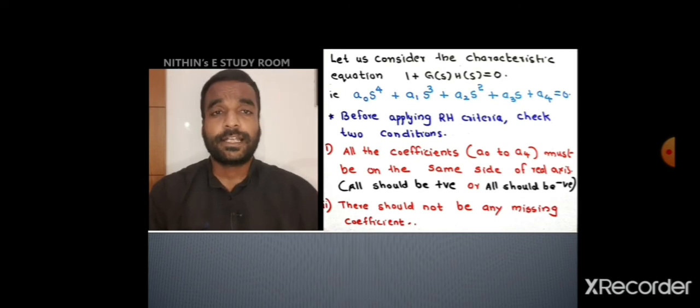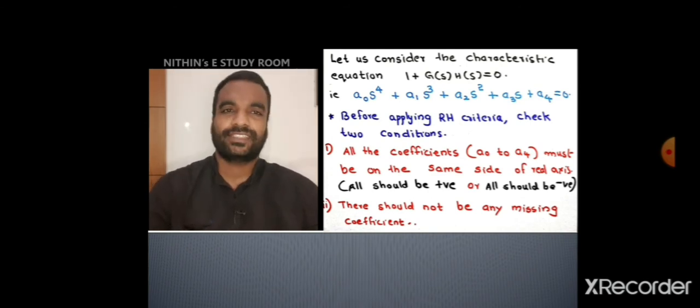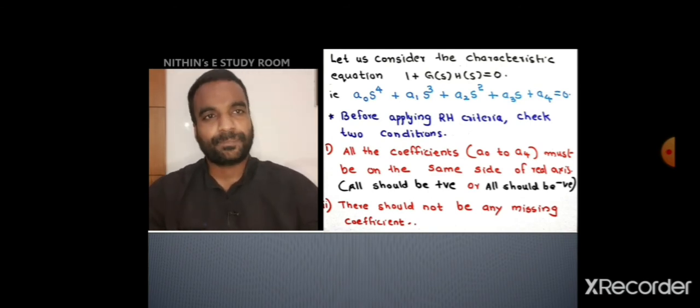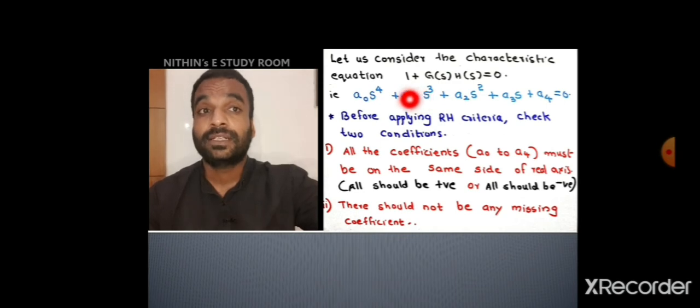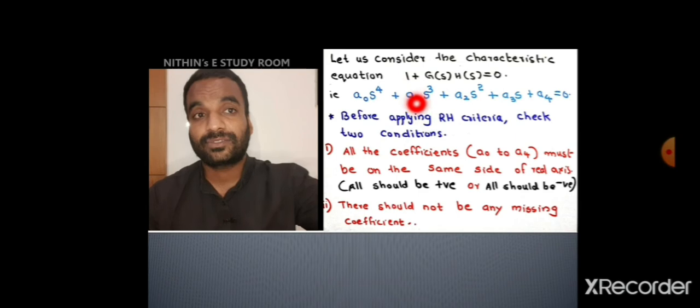Next, there should not be any missing coefficients. What is the meaning of missing coefficients? In that equation, suppose this term is not there. The equation is A0 S^4 plus A2 S squared plus A3 S plus A4 is equal to 0. This term of S^3 is not there. The A1 coefficient will be missing.